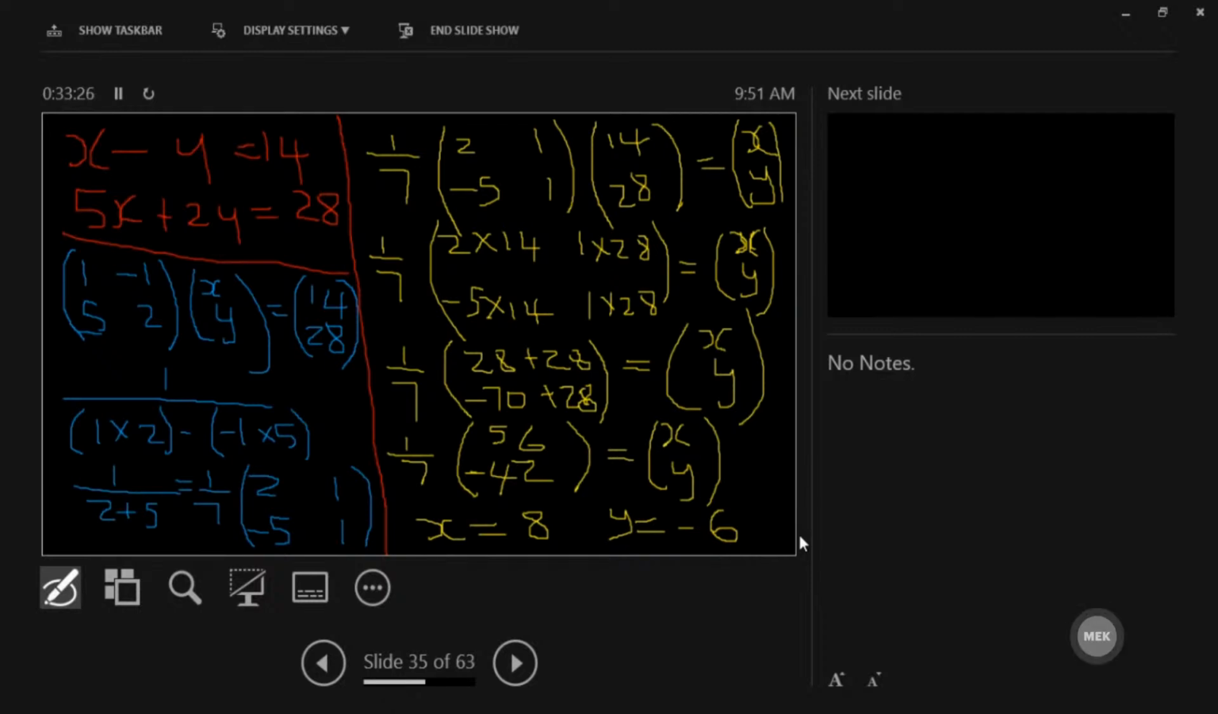And plugging those solutions into the two equations, we would have 8 minus negative 6, which is 8 plus 6, that's 14. 5 times 8 is 40. 2 times negative 6, sorry, is negative 12. 40 minus 12 gives 28. Next equation, 2x minus y is 19.